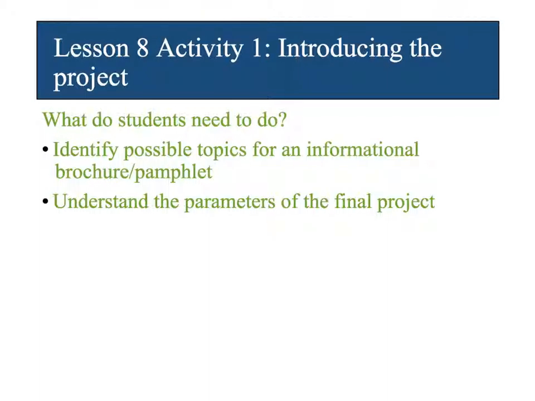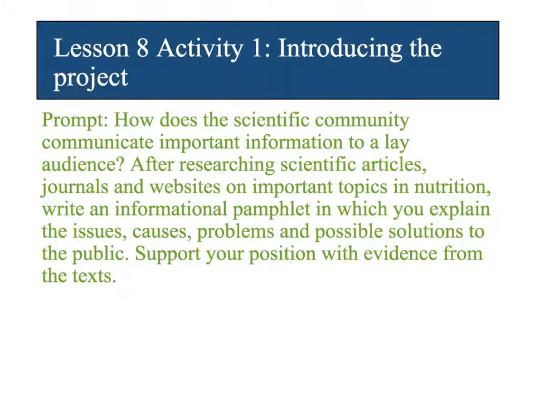They also, by the end of this activity, need to understand the parameters of the final project. They will be writing on this prompt: How does the scientific community communicate important information to a lay audience? After researching scientific articles, journals, and websites on important topics in nutrition, write an informational pamphlet in which you explain the issues, causes, problems, and possible solutions to the public. Support your position with evidence from the text. So students need to understand that prompt in the context of the larger project directions.